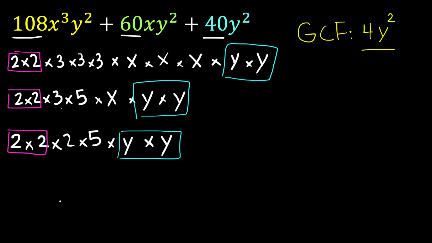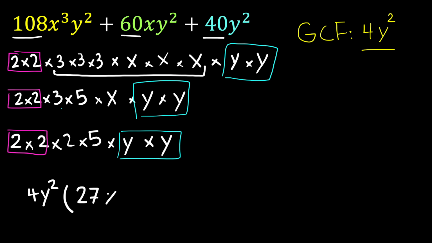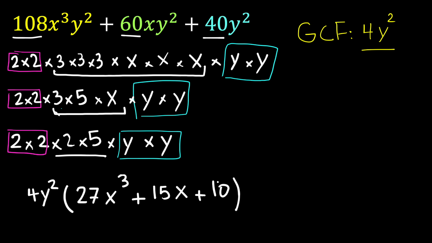So it's time to write the factored form of this polynomial. I write the greatest common factor here, then open parentheses, and here I write what is left from all three terms. For the first term, all of the rest remain, so we have 27x to the power of 3 plus, for the second term, 3 times 5 times x remains, so that will be 15x, and for the last term, 2 times 5, which is equal to 10. And this is our final factored form.